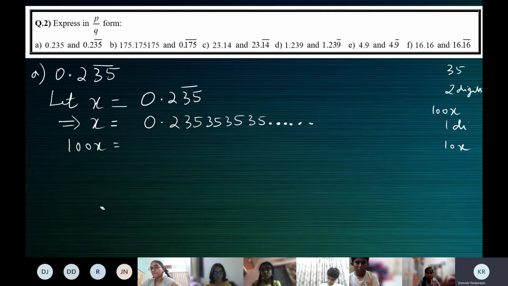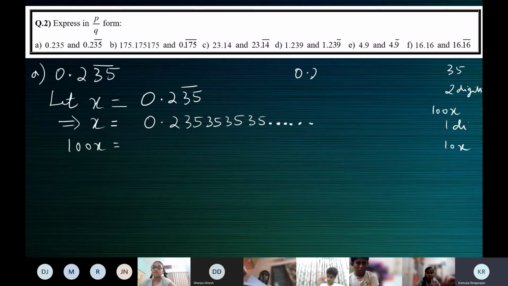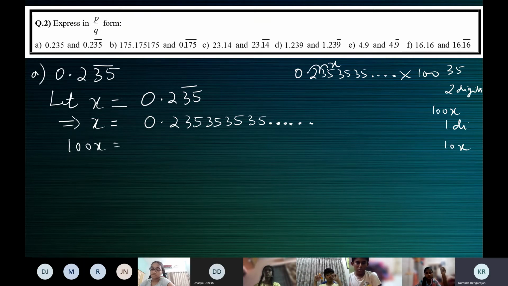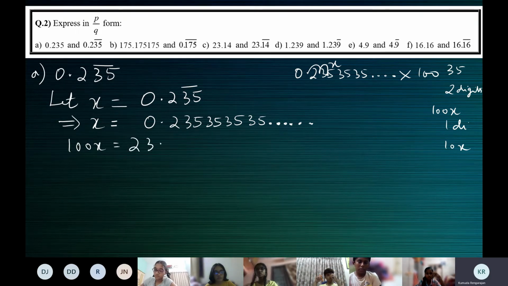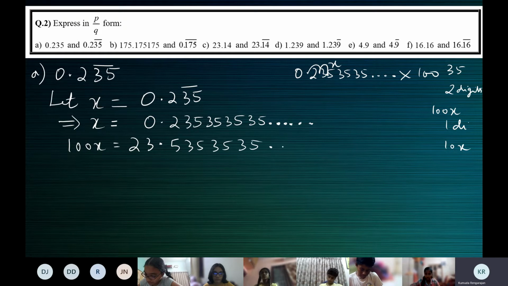How do you usually multiply by 100? The same thing. So you're multiplying 0.2353535... going on forever by 100. Why? This is only x. 100x means whatever is x, you multiply by 100. That is what 100x is. So when you multiply, 1, 2, it becomes 23 point 5, 35, 35, 35 going on. How many more times can you write this 35, children?